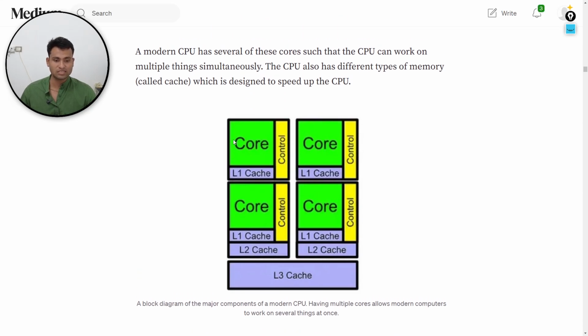So here you can see the structure. There are 4 cores, and an L1 cache attached to each core, and there is an L2 cache shared by a pack of 2 cores, and then there is an L3 cache for the entire 4 cores together.